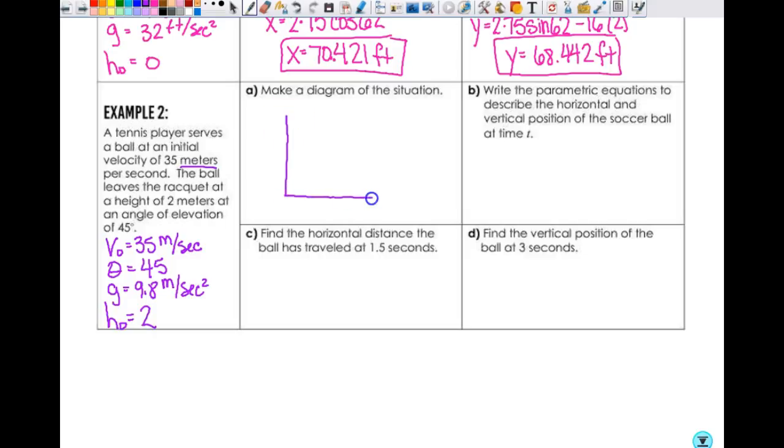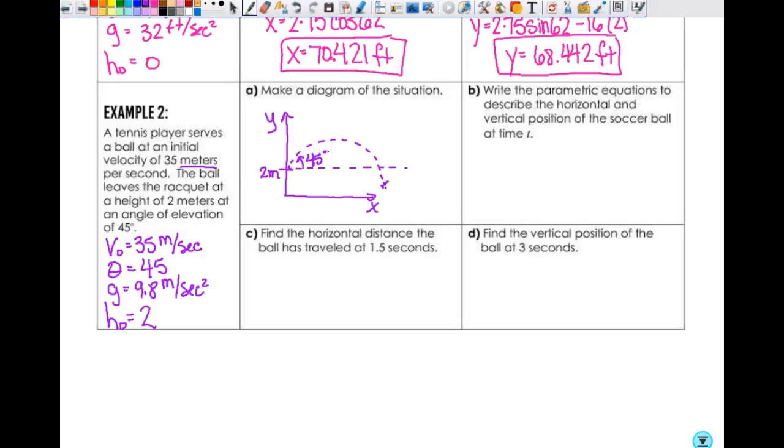So my little diagram here, this being x and this being y, when the tennis ball is hit, it's not on the ground. I'm not starting at 0. I've got to start at 2 meters. So the ball is going to be hit and go something like that. But then, remember, an angle of elevation has to go with the horizontal. This right here is my angle of 45 degrees.